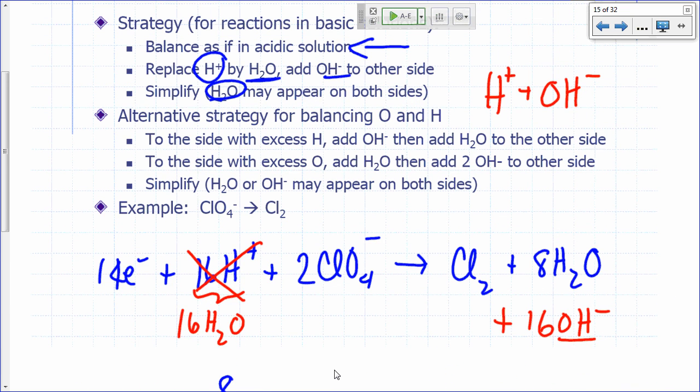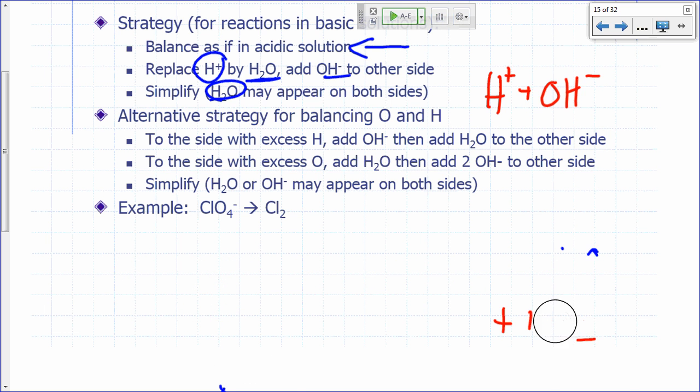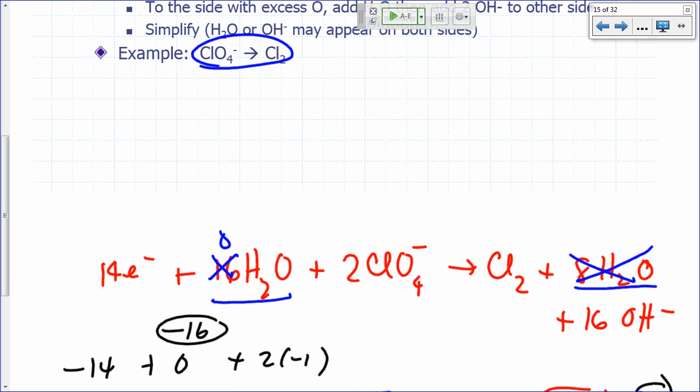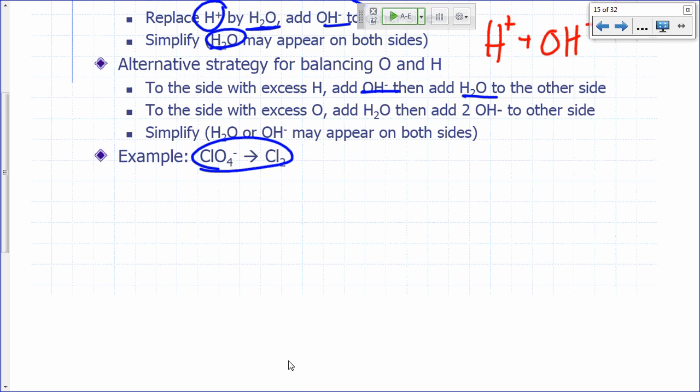Now, there is an alternative strategy for doing this, and some teachers prefer this one because they don't like the idea of putting H plus when it's in basic solution and then making the adjustment later. So you can actually just balance using hydroxide and water at the outset. Okay, so let's illustrate that second strategy with this. Whichever one you feel comfortable with, you can use. I'm fine with it. I only care about the final answer, that it's balanced. Of course, you need to know how to do it.